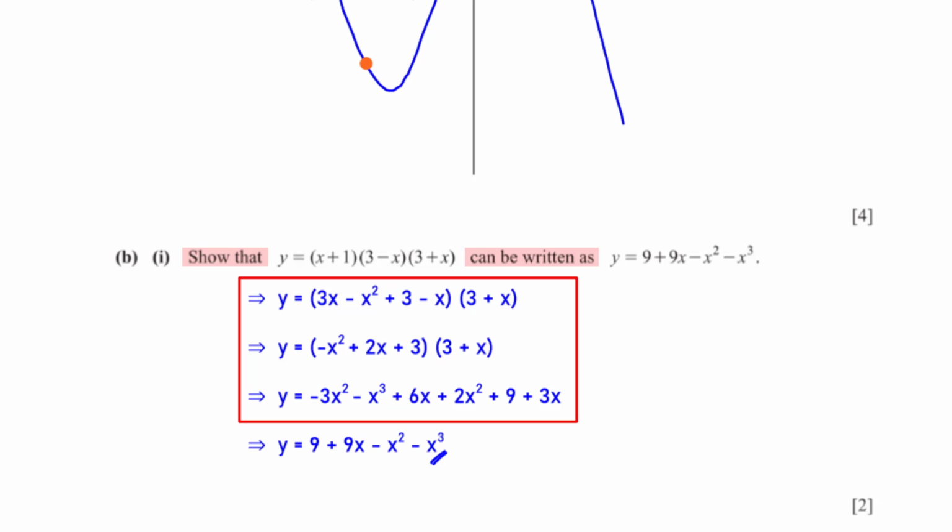When we group like terms, minus 3x squared plus 2x squared is minus x squared. 6x plus 3x is 9x.